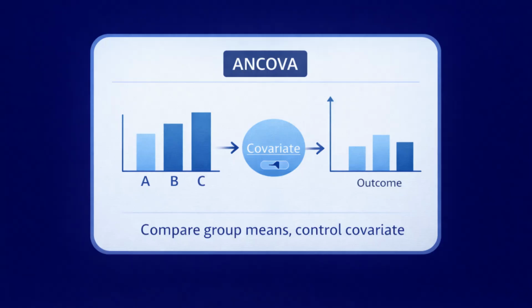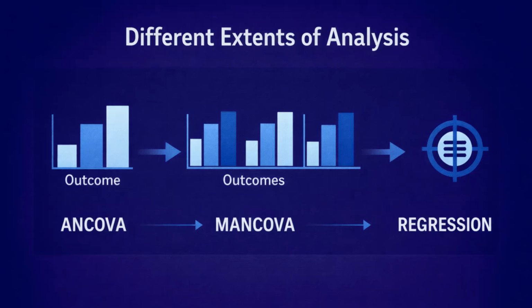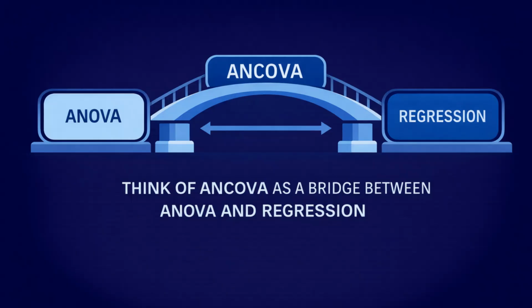One final note helps place ANCOVA within the broader family of statistical tests. ANCOVA is used when there is one numeric outcome and the goal is to compare group means while controlling for a covariate. When there are multiple numeric outcomes analyzed together, the same logic extends to MANCOVA. When the goal shifts from group comparison to prediction or explanation of variance in an outcome, regression becomes the more appropriate framework. Thinking of ANCOVA as a bridge between ANOVA and regression helps clarify its role. It is still a group comparison test, but one that borrows the adjustment logic of regression to create a more fair and interpretable comparison.